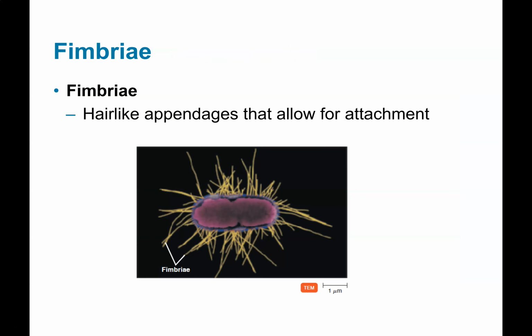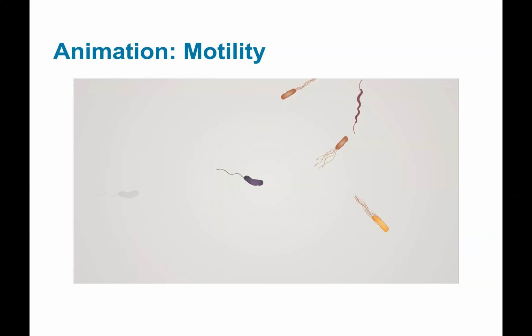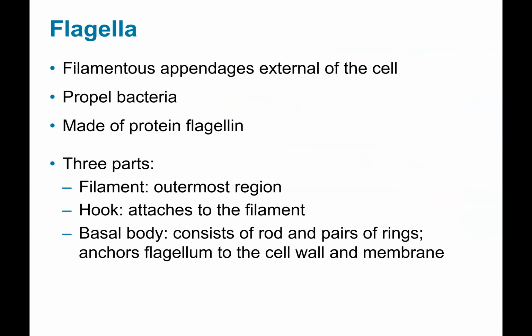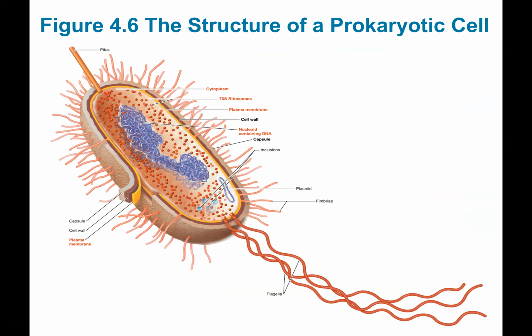Okay, so that was flagella. Moving on to other possible external appendages that bacteria can have. So far we've looked at the capsule, which is an optional structure that bacteria can have. Flagella, which is an optional structure that bacteria can have. And then now we're going to look at fimbriae and then pili. And these are also optional structures. Not all bacteria possess these structures.